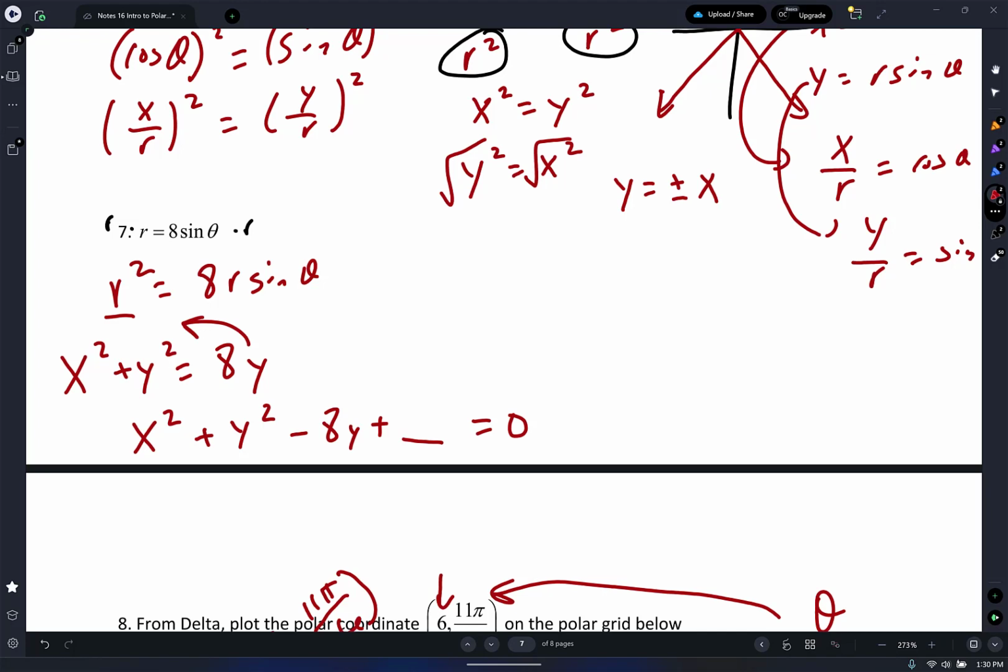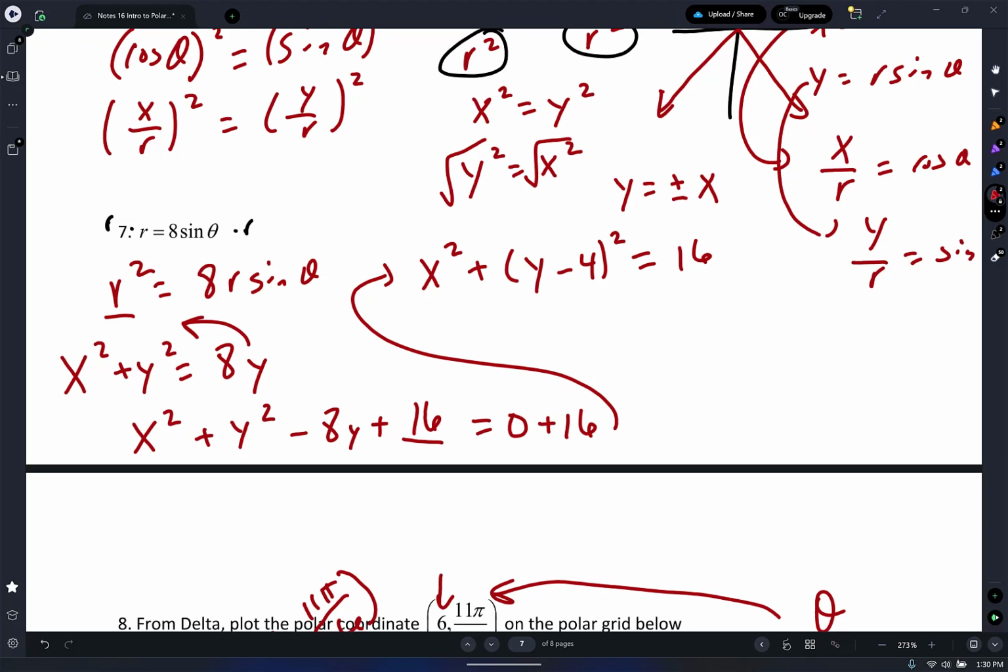Now I'm going to complete the square. 8 divided by 2 is 4. And what's 4 squared? Yeah, 16. So I put plus 16. Whatever I do to one side, I do to the other. So now I have this. X squared plus parenthesis. This reduces to y minus 4, close it with a square on it, equals 16. So it's definitely a circle. It looks like a circle. So it's a circle. And the center is at 0, 4. And the radius is 4.